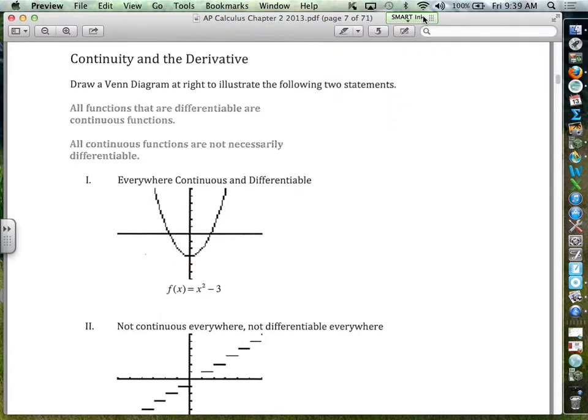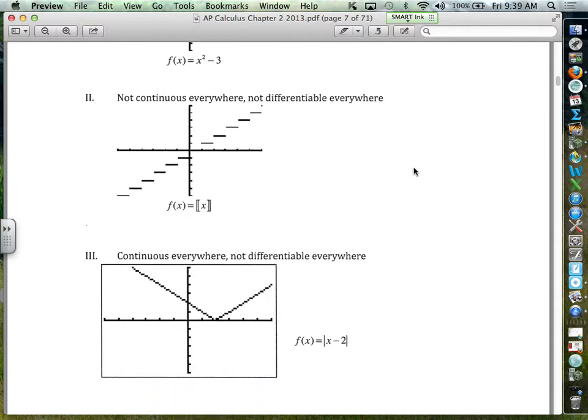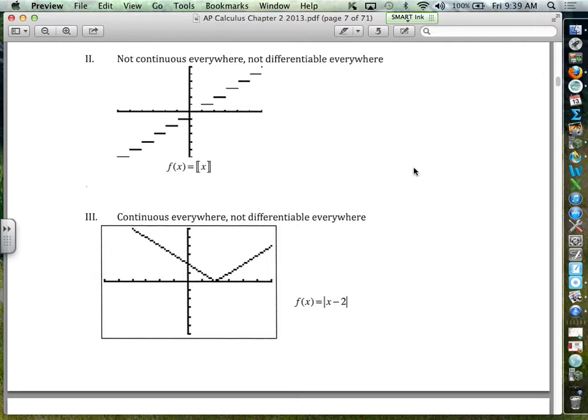Some situations where you have a function that's maybe not continuous or not differentiable, or maybe some of each. The second one, your greatest integer function. This one, your calculator won't show it, but you actually have open circles on the ends here, because that's the value where it jumps up to the next integer. So if you look at that function, the function is not continuous. Well, if it's not continuous, it can't be differentiable.